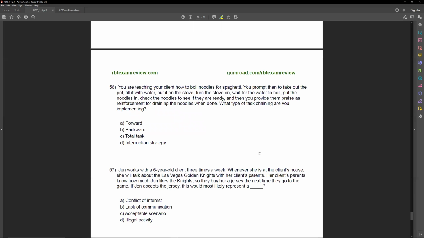If you know your task chaining, if you're fluent in your terms and your definitions, it's a pretty straightforward question. What type of task chaining are you doing? Okay, what do we know about task chaining? We can reinforce at the beginning of the task. We can reinforce at the end of the task. We can teach individual parts of the task, in the middle or wherever they might be, or we can interrupt the chain.